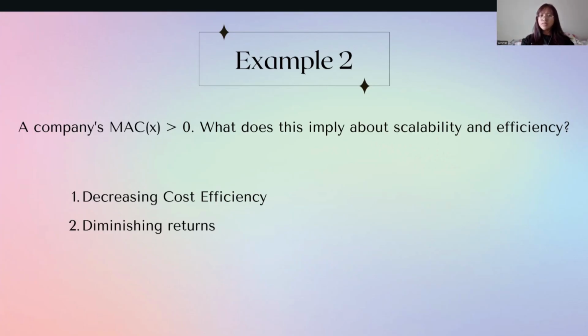So, what can a business do next? When MAC is higher than 0, this might mean that a business may be operating beyond its optimal production scale. Reducing and re-optimizing the production scale to a more efficient level can help restore cost efficiency.